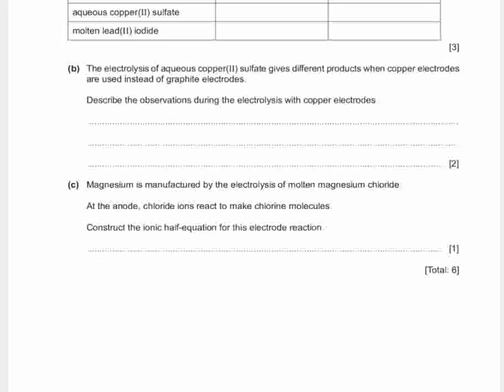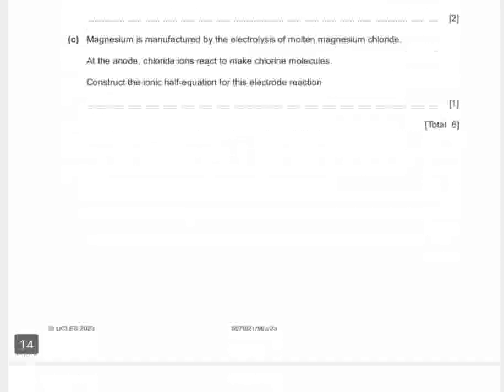Then the next question is, magnesium is manufactured by the electrolysis of molten magnesium chloride, and at anode we have chloride ions react to make chlorine molecule, and you have to construct the ionic half equation. So it's a simple Cl minus goes to form Cl2 chlorine molecule plus 2 electrons released. To balance this, we have 2 chloride ions in the start.